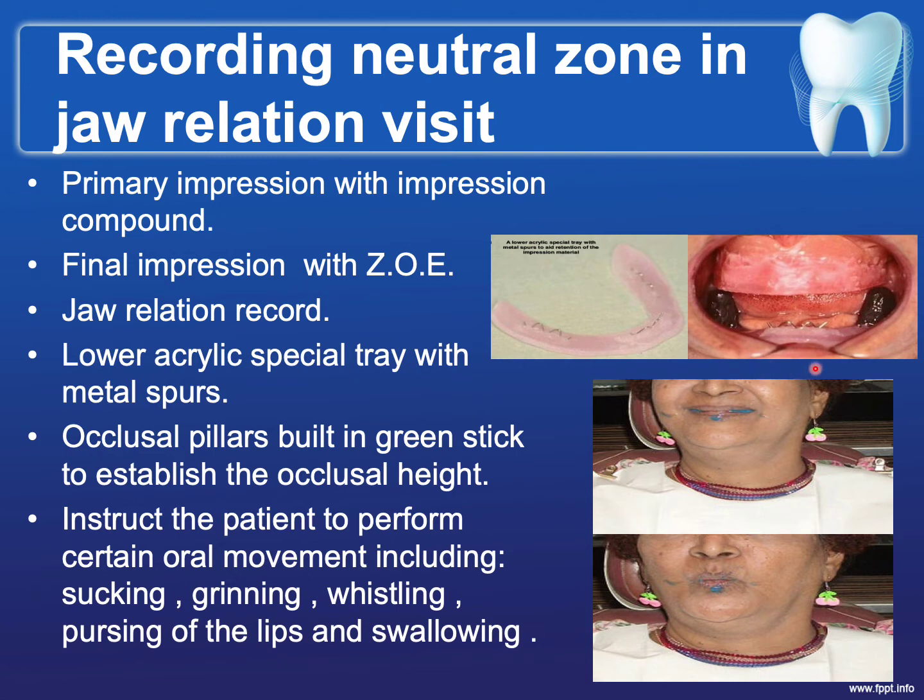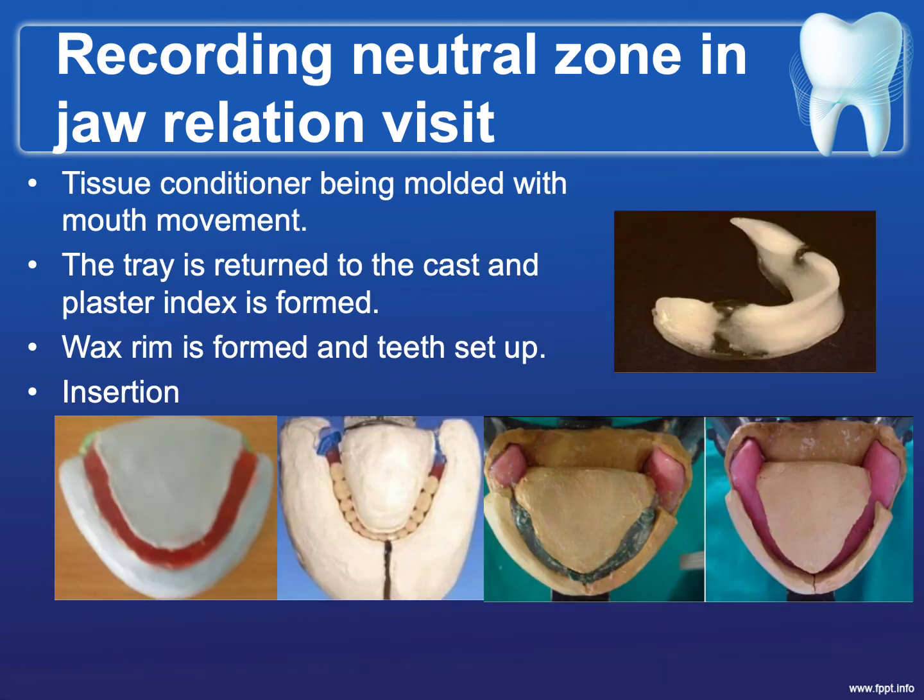Instruct the patient to perform certain oral movements, including sucking, grinding, whistling, bursting of the lip, and swallowing. Tissue conditioner being molded with the mouth movement, as we see in this picture. After using the tissue conditioner and asking the patient to make the functional movement, the result will be as we see in this picture.